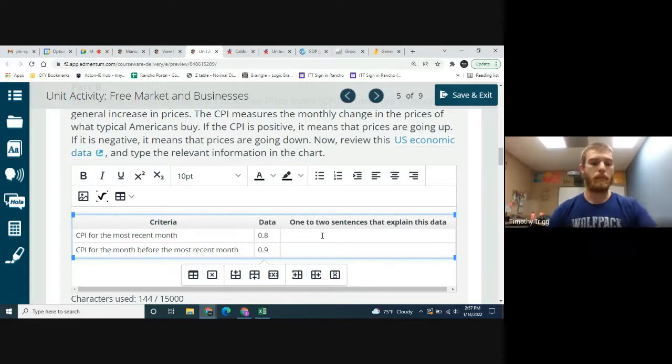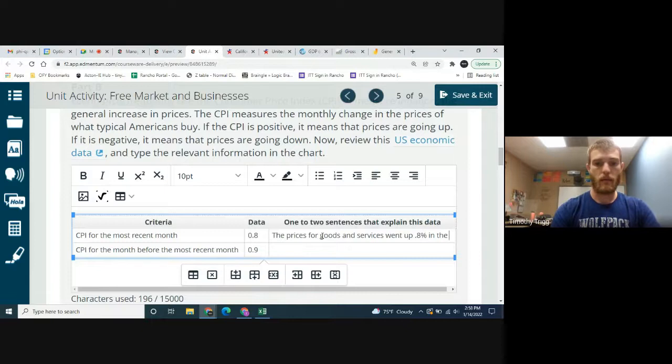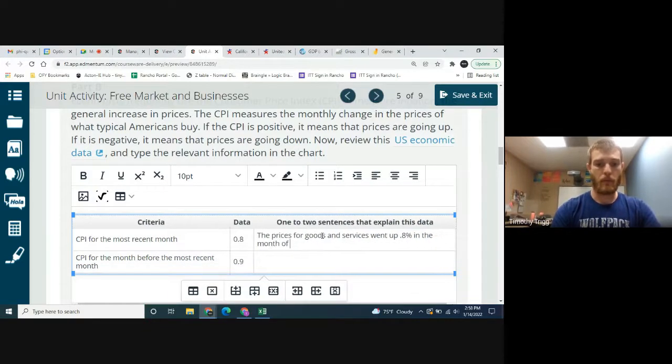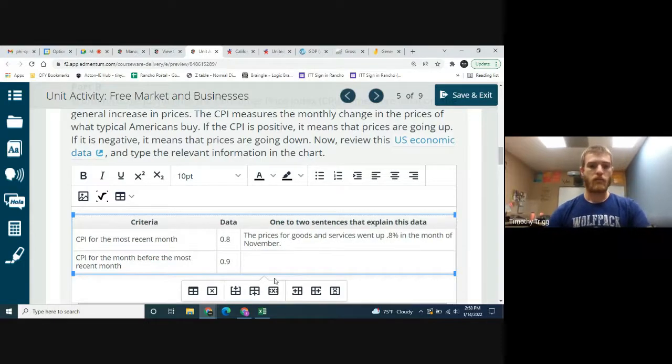So what does this mean? It means the prices for goods and services went up 0.8% in the month of November. Similarly, right here, same thing, you write that for October.